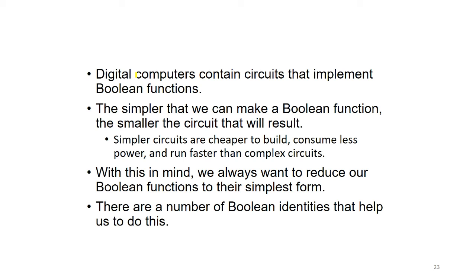Digital computers contain circuits that implement Boolean functions. The simpler that we can make a Boolean function, the smaller the circuit that will result. Simpler circuits are cheaper to build, consume less power, and run faster than complex circuits. With this in mind, we always want to reduce our Boolean functions to their simplest form. There are a number of Boolean identities that help us to do this.